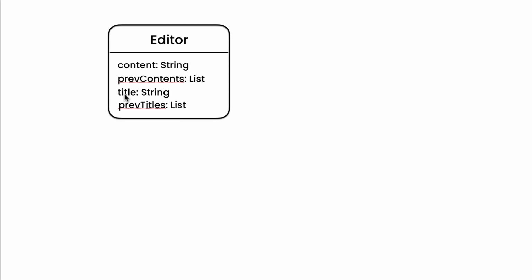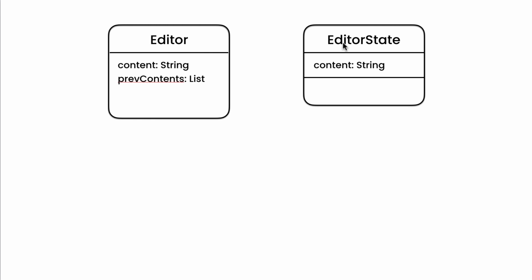Every time we introduce a new field, we need to add an extra field for storing all the changes to that field. So we need to come up with a better solution. Now, let me remove these 2 fields. Okay, that's better. So instead of having multiple fields in this class, we need a separate class like editor state.